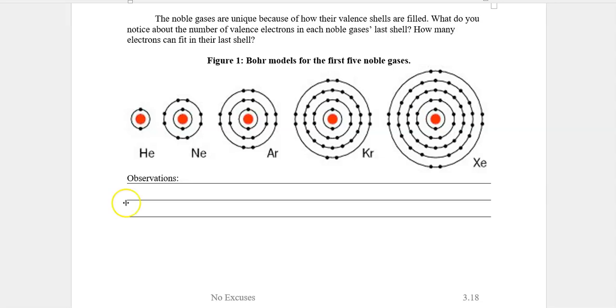Alright, so this is a little tricky because they all have 8, but helium doesn't. Helium has 2, and then these ones all have 8. So what do they have in common? Well, what they have in common is you can't add any more.